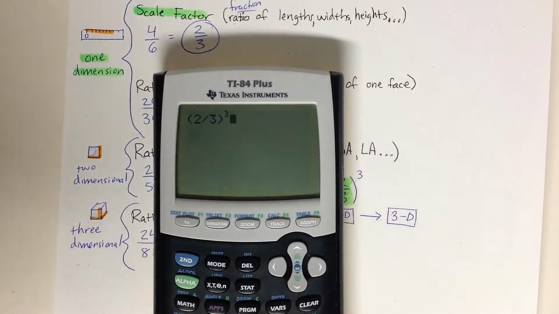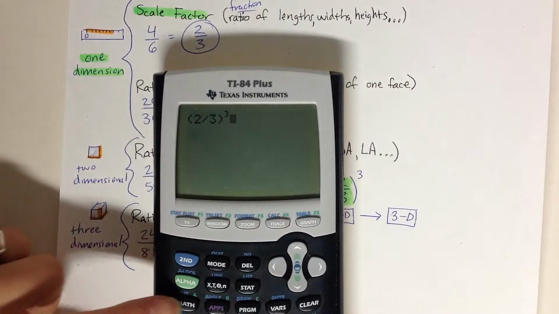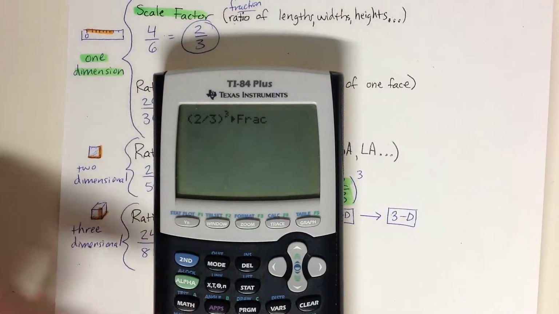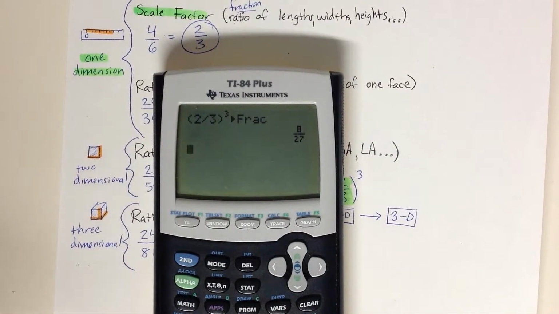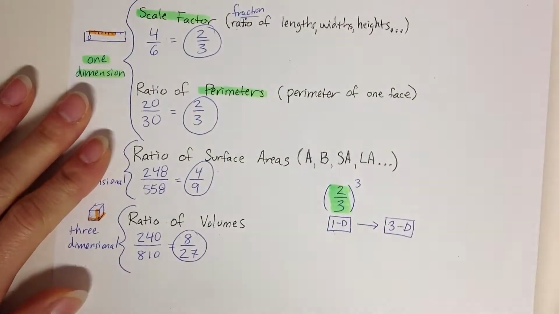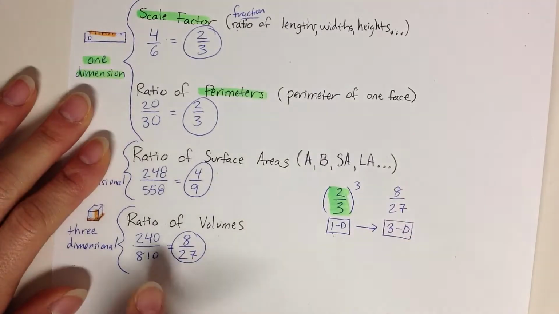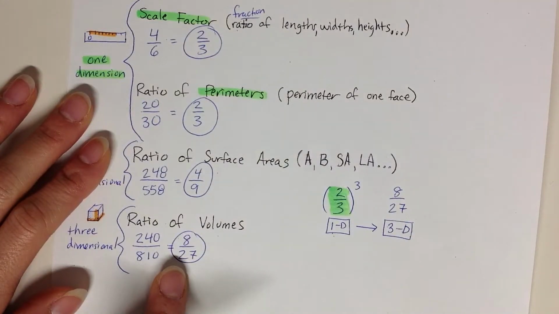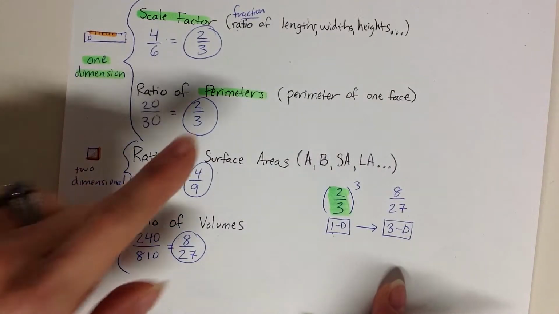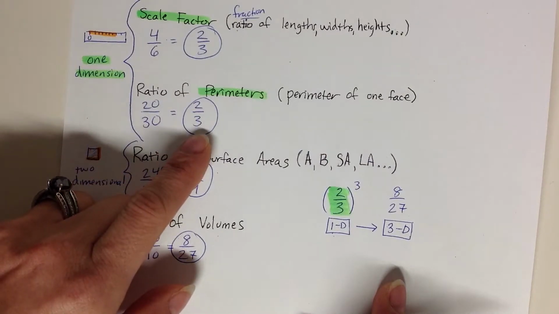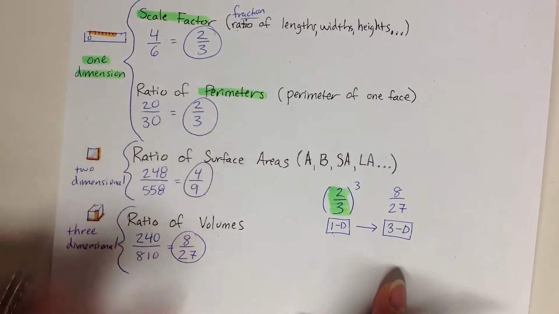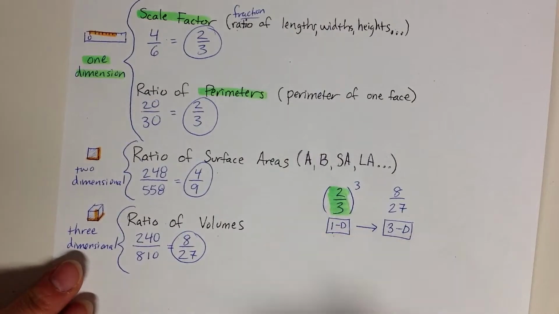And if I just hit enter right now, it's going to give me a decimal, so I'm going to do math fraction. If you get the decimal, change it to a fraction. So that's how I could get my 3-dimensional ratio. Okay, that's how I got that. So again, if I was going 1 to 2, I was taking the 1 dimension and squaring it. If I'm going 1 to 3, I'm cubing it.